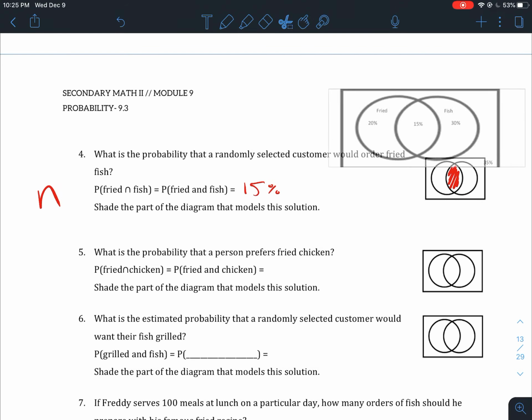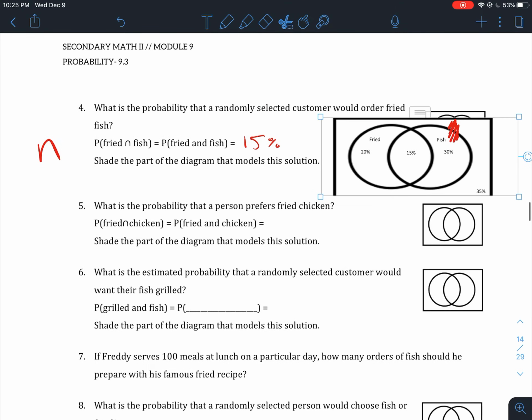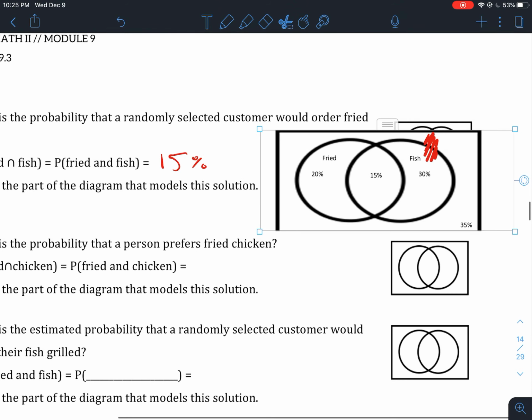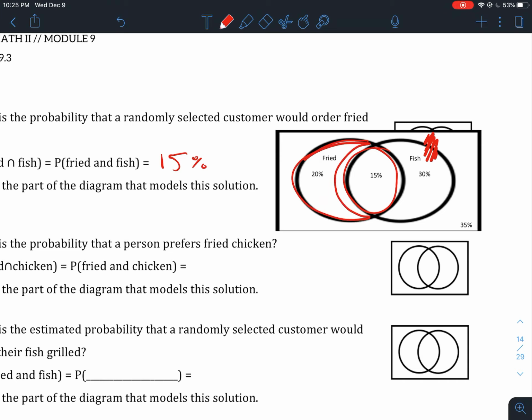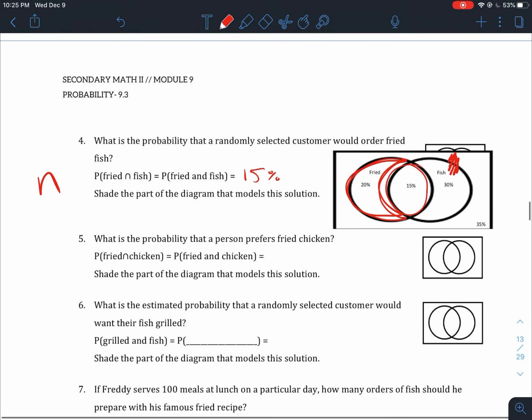Next question. What is the probability that a person prefers fried chicken? This part here was fried fish. This part here is going to be your fried chicken, because that's the part that's fried but not fish. So fried and chicken is going to be 20%, and that's this portion of the Venn diagram.